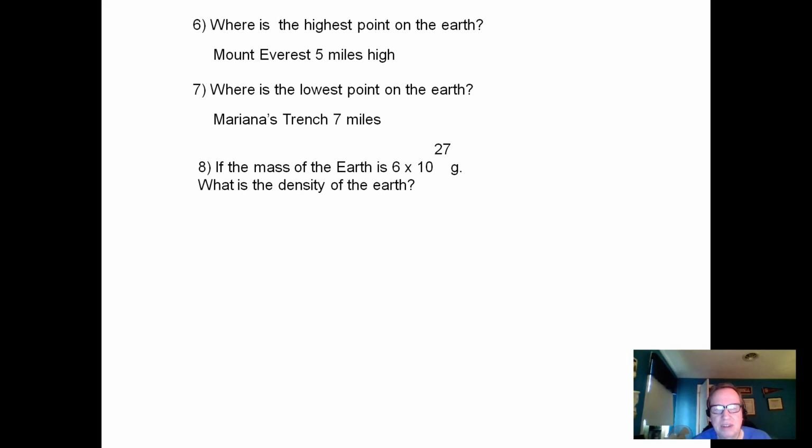So if the mass of the Earth is 6 times 10 to the 27th grams, what is the density going to be? We've got to go back to the first week of school. I taught you the rule for density. It's equal to mass divided by volume. So if we take 6 times 10 to the 27th grams and divide it by 1 times 10 to the 27th, you just end up with good old 6. All the zeros cancel each other out because we have 27 zeros in the numerator and the denominator, so all gone.